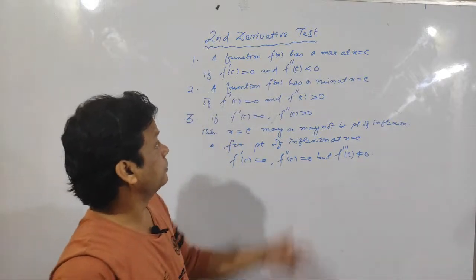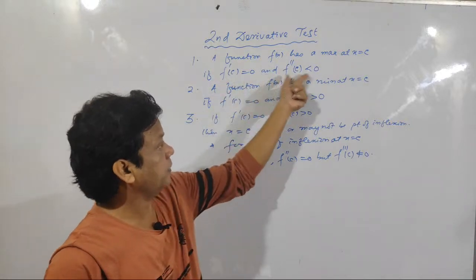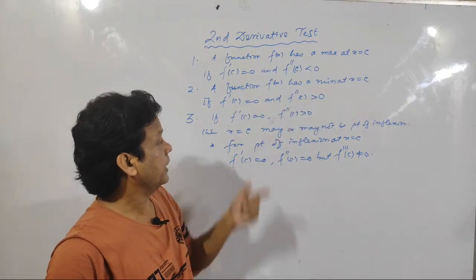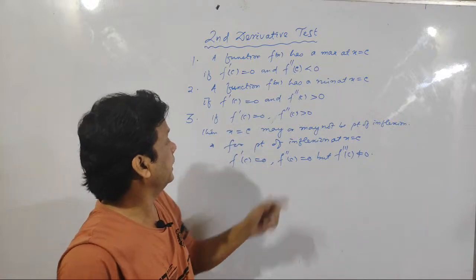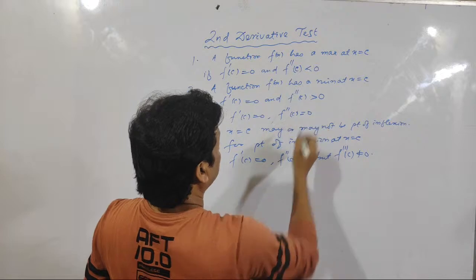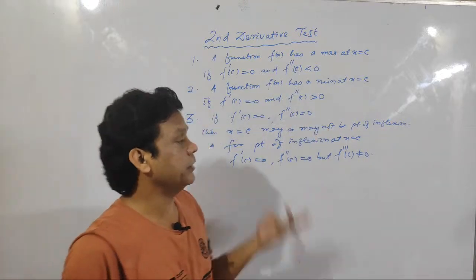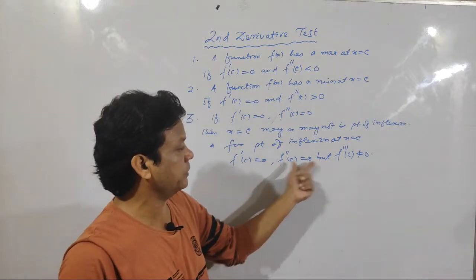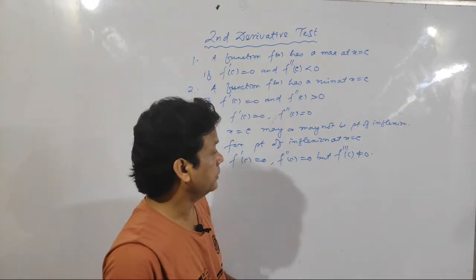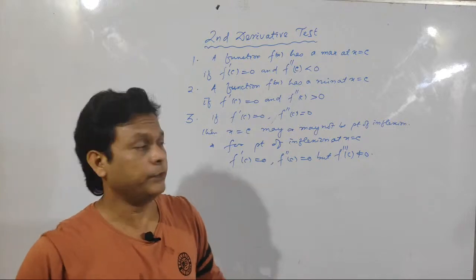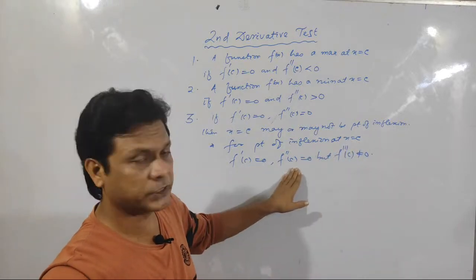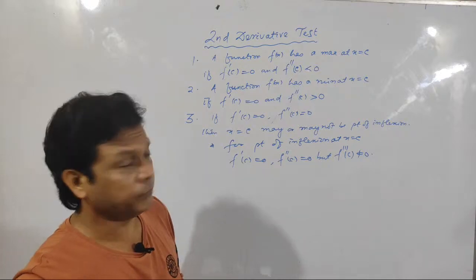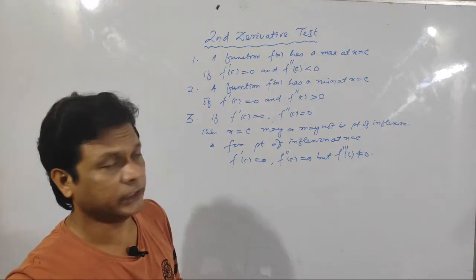Clear? So, if the first derivative equals 0 and the second derivative is negative, then maxima; if the first derivative equals 0 and the second derivative is positive, then minima; and if the first and second derivatives are both 0, then x equal to c may or may not be a point of inflection. If we move towards the third derivative, the first and second derivatives must be 0, but the third derivative is unequal to 0 at the point of inflection x equal to c. So all of you have written, write it down.